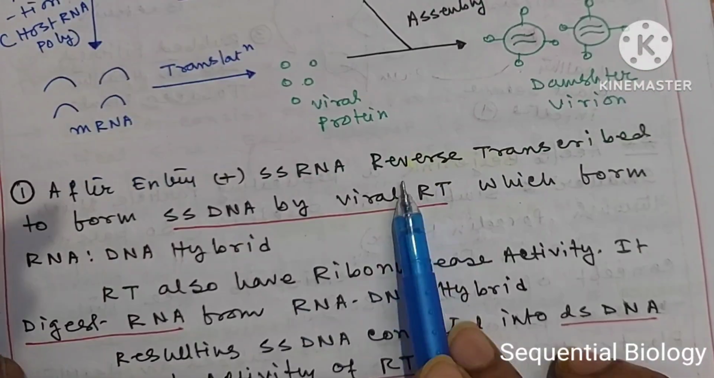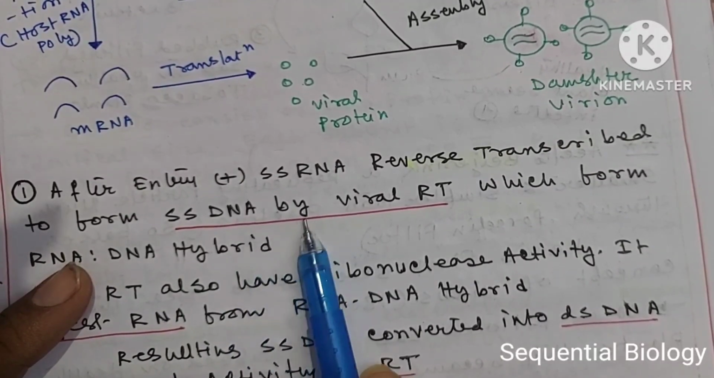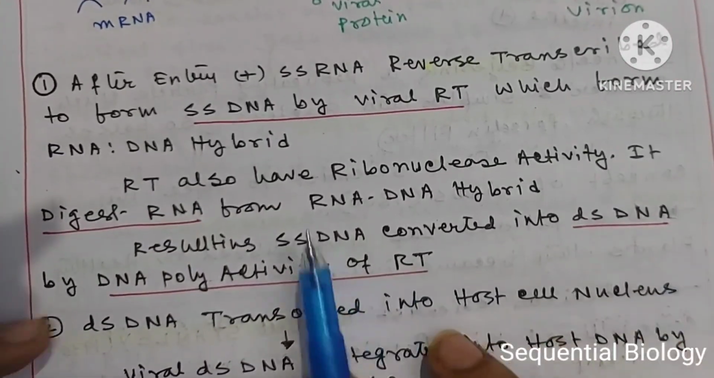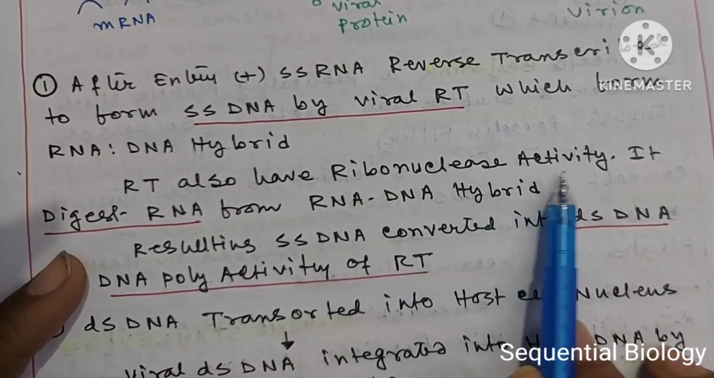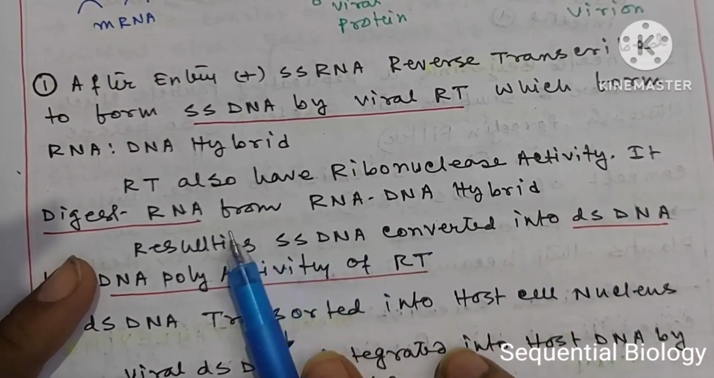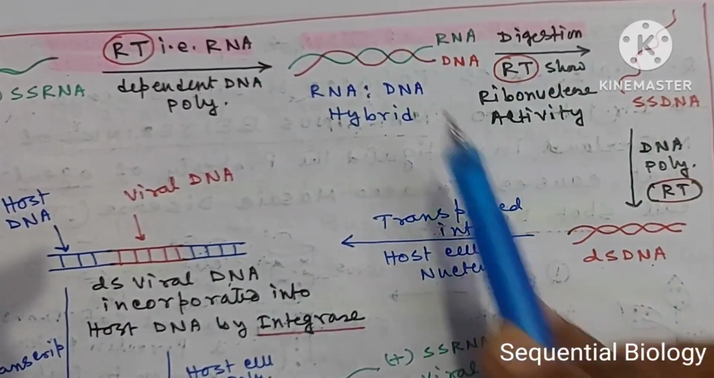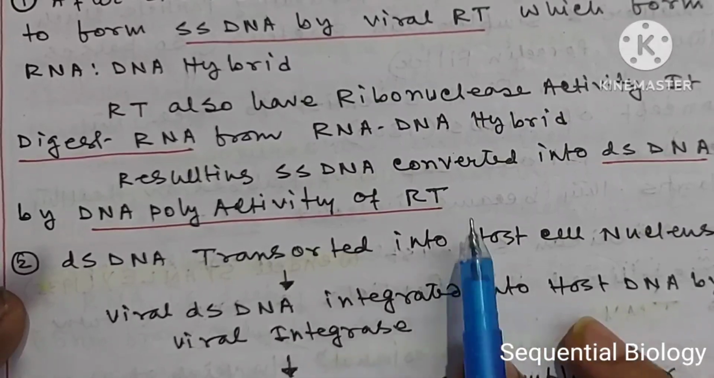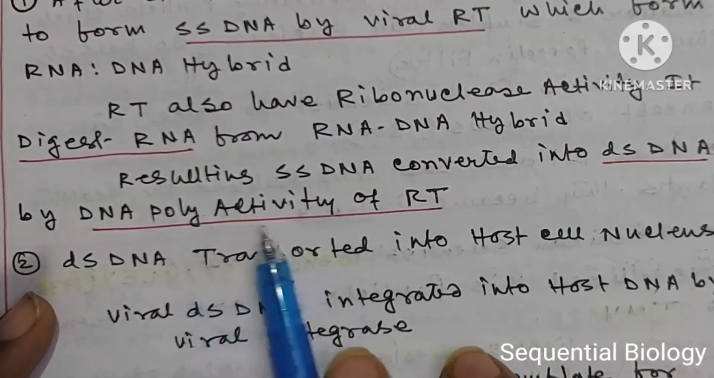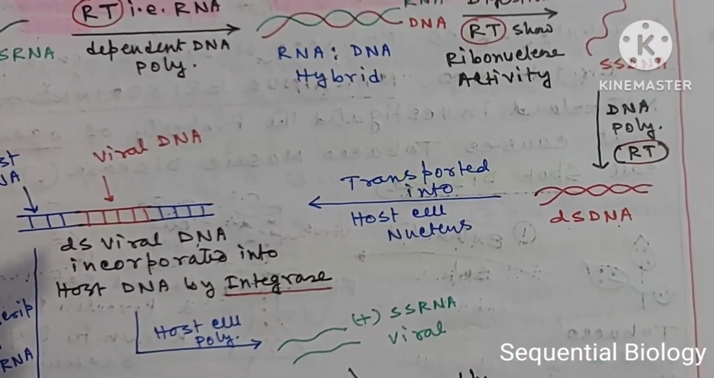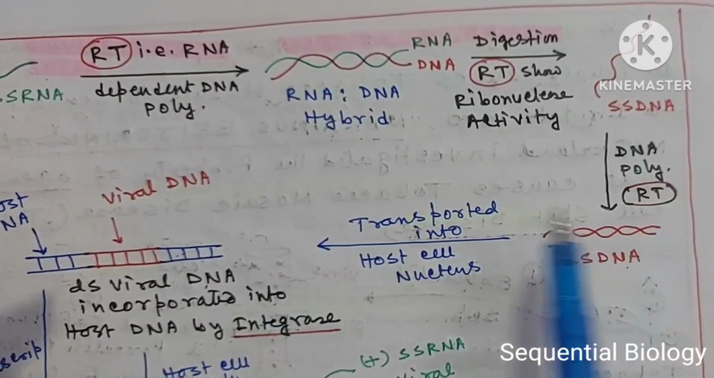After entry, the plus ssRNA is reverse transcribed to form single-stranded DNA by the viral reverse transcriptase, which forms an RNA-DNA hybrid. The reverse transcriptase also has ribonuclease activity, which is also an important activity. This digests the RNA from the RNA-DNA hybrid, and this causes the release of the single-stranded DNA. The resulting single-stranded DNA is converted into double-stranded DNA by the DNA polymerase activity of reverse transcriptase.